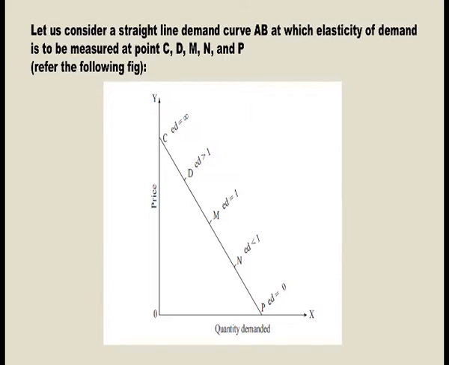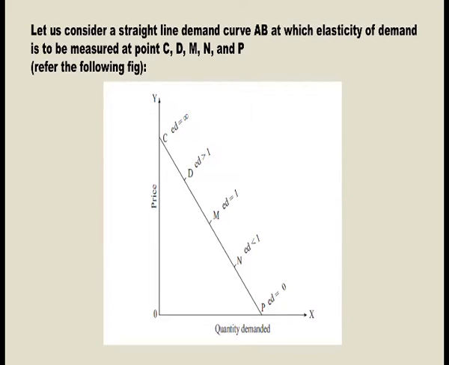Now, we go to point C. At the point C, the elasticity of demand will be infinite. Why is it infinite? Because at the point C, the upper segment of the demand curve is CP, whereas the lower segment of the demand curve is 0. So, we get CP by 0, the elasticity of demand is infinite.